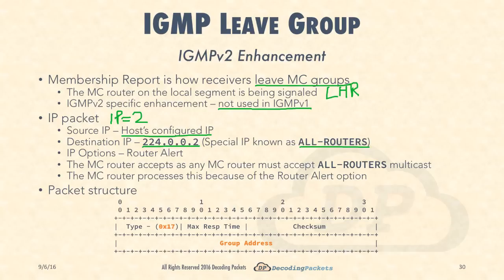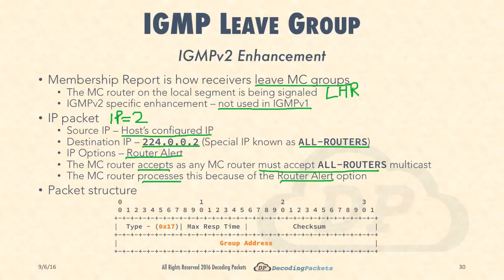Once again, there is the router alert option so that the router knows to process this packet. Now, who accepts this and who processes it and why? So the multicast router will accept this packet because any multicast router must accept the All Routers Multicast. So that's very simple. And the multicast router processes this packet because of the router alert option. Also, the TTL is set to 1.